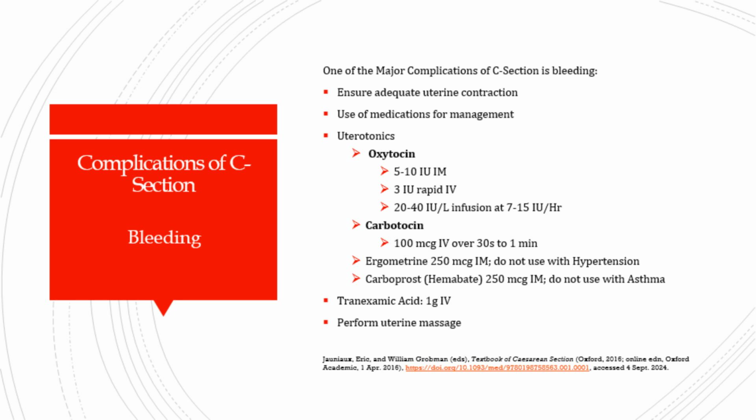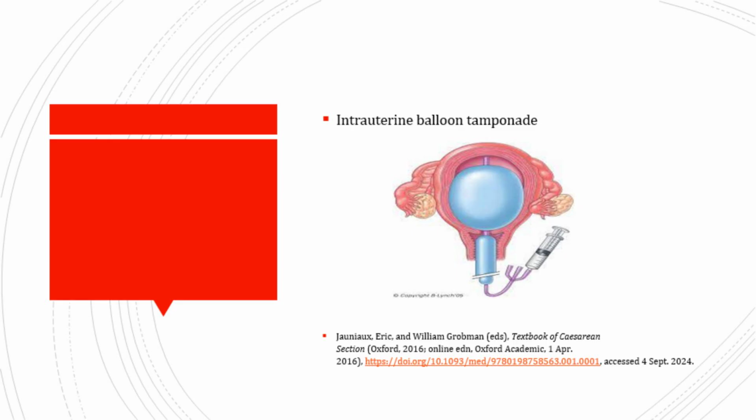In addition to medication, uterine massage should be performed. If bleeding continues despite medications and uterine massage, an intrauterine balloon tamponade can be placed. This involves placing a balloon catheter inside the uterus and inflating it to apply pressure against the uterine walls, which will compress blood vessels and control bleeding. It can also be a temporary measure while preparing for more definitive interventions.